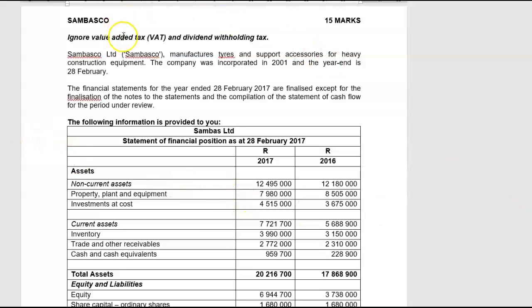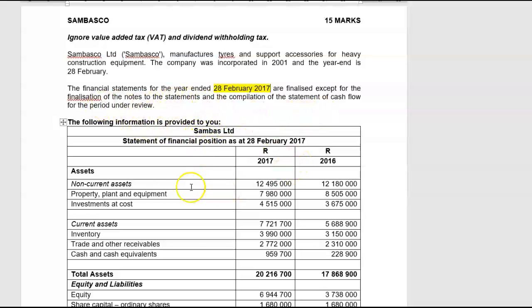Sambasco ignores VAT and dividend withholding tax. They manufacture tires and support accessories for heavy construction equipment. The year end is 28 February. The financial statements for the year 28 February 2017 are finalized except for the finalization of the notes to the statements and the compilation of the statement of cash flow.